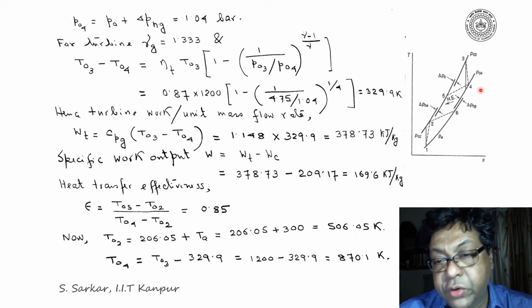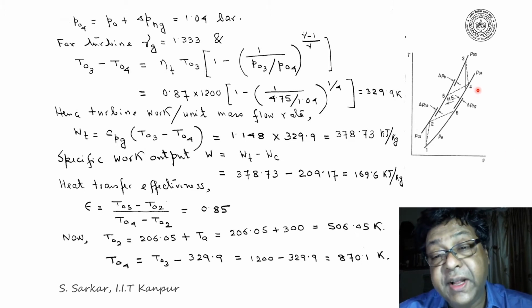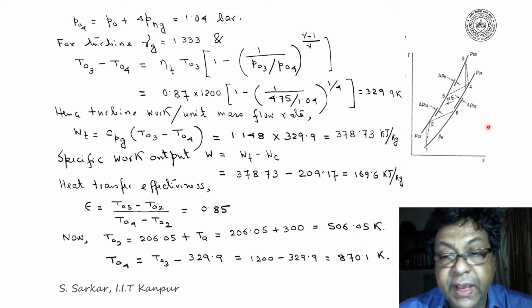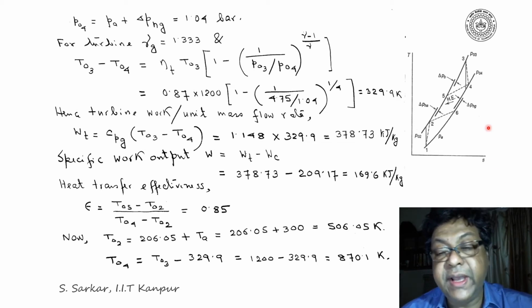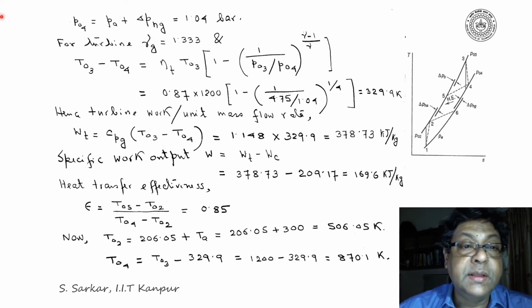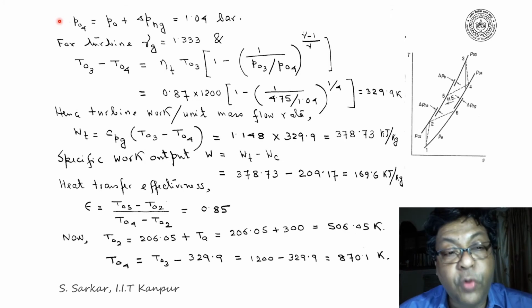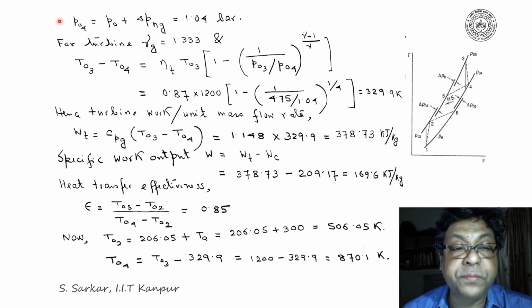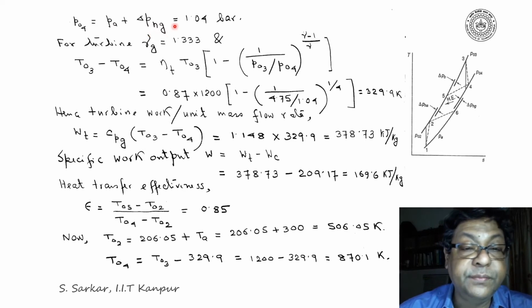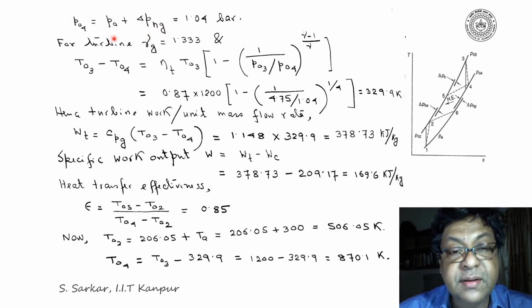Note, I have already told P04 will be greater than atmospheric pressure PA by the amount del PHG. Del PHG is the pressure loss in the heat exchanger gas side. Thus I have written here P04, which is the pressure at the exit of turbine, is equal to PA plus del PHG. PA is equal to 1 bar, and this is equal to 1.04 bar.